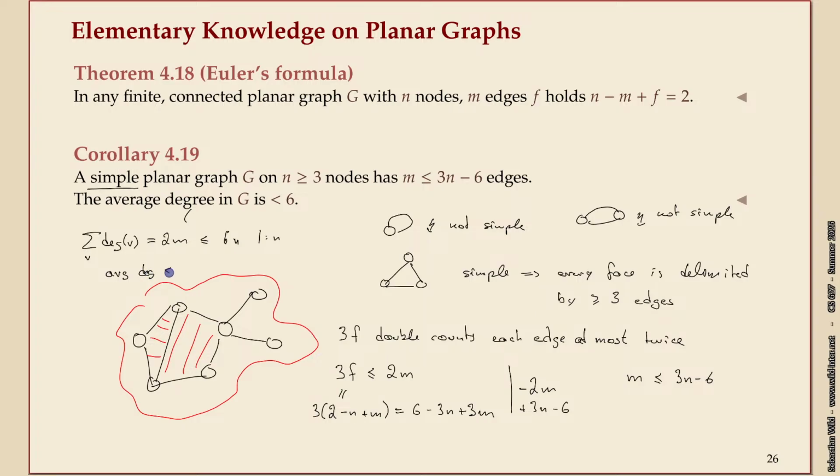Average degree is at most 6. And because it's actually 6n minus 12, you get a strictly less here. That's where the strictly less comes from. Good. Fine.